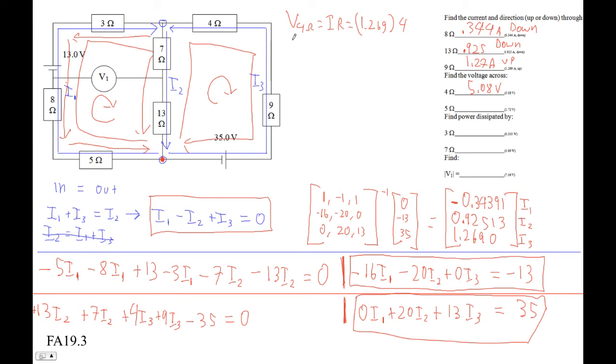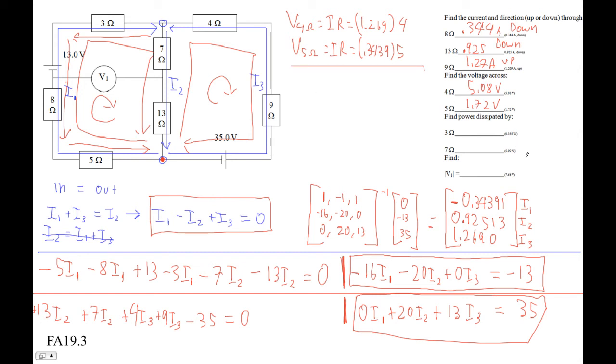Okay, and then the voltage on the 5 ohm is IR. And the 5 ohm is here. It's on this side here, right? So it's the 0.34391 times 5. That's 1.7195 or 1.72. All right. So those aren't so bad, right?